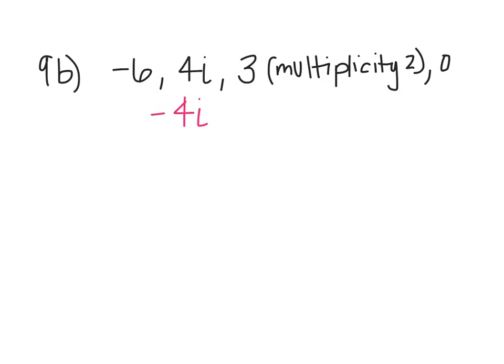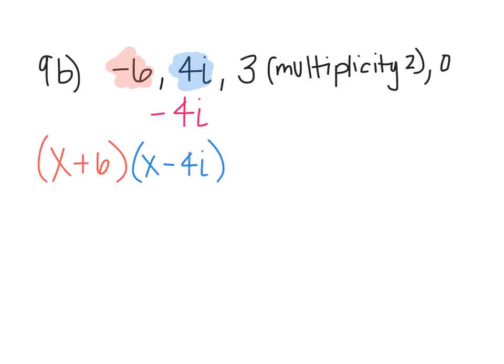So if I have 5 zeros, then I have to now write my factors. Let's start with the first one, -6. If my 0 is -6, what are my factors? X plus 6. My next 0 was 4i. So what's that factor? X minus 4i. Then I had a 0 of -4i, so my factor would be x plus 4i. And then I had a 0 of 3 with this whole multiplicity of 2 thing.